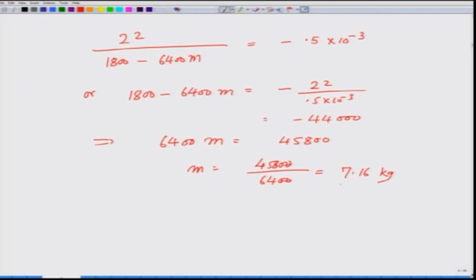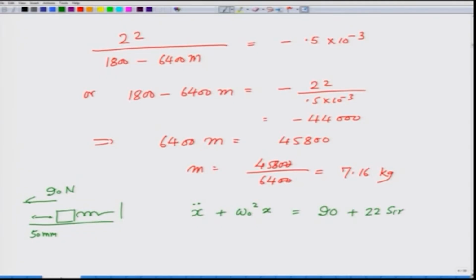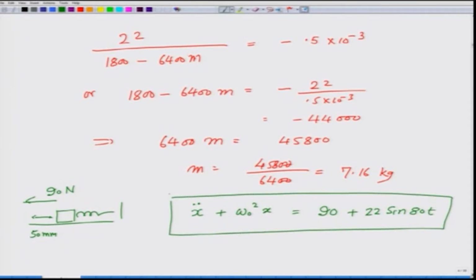So, I solved this problem in a very qualitative manner. I first took this spring mass system and said that this constant force of 90 newtons should be shifting it by 50 mm, calculated k and then applied the formula. Let us see it in a mathematical manner also. So, the equation that we have been solving is x double dot plus omega 0 square x should be equal to the applied force, which is 90 plus 22 sine of 80t. This is the equation that we are solving. So, now I am doing it mathematically rigorously.